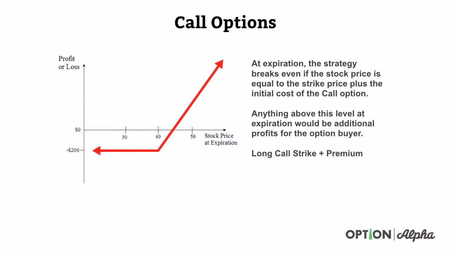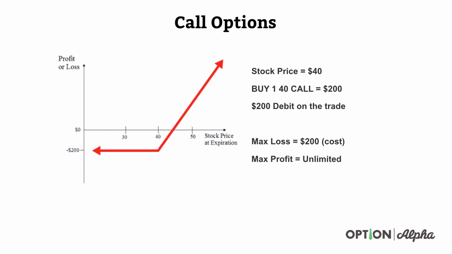Now, at expiration, the strategy breaks even if the stock price is equal to the strike price plus the initial cost of the option contract. Anything above this level at expiration would be an additional profit for the option buyer. So again, break-even price on long call options is the strike price plus the premium that you paid to get into the contract. So let's look at an example here.